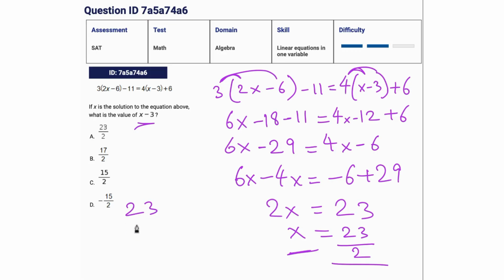So minus 3. 23 divided by 2 minus 3. You could use a calculator and get it immediately. I'm just going to quickly do that. So what would that be? That would be 6 over 2. So 23 minus 6. That's 17 divided by 2. There you go. Now you've gotten your answer. Not 23 divided by 2, but 17 divided by 2, because they asked you about x minus 3, not x.